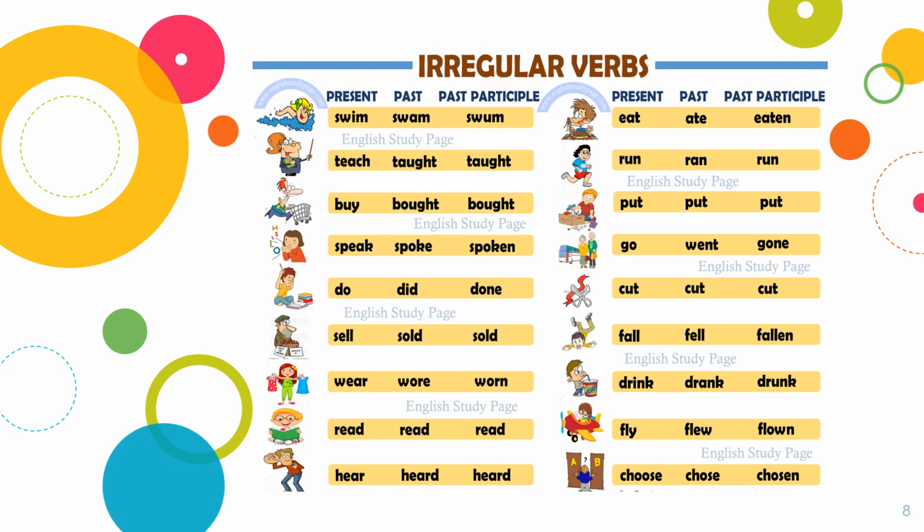In this kind of verbs, the verb changes completely. That's the difference between the regular verbs and the irregular verbs. Remember, with the regular verbs, we only add the letter d or ed, and the irregular verbs change completely. You have to memorize them. That's the only way.